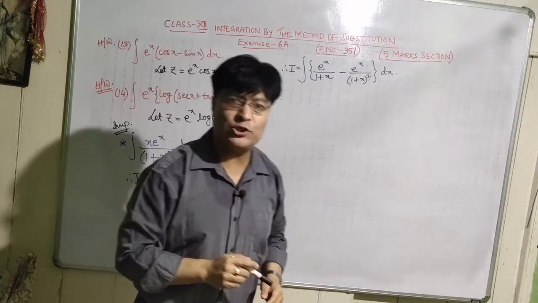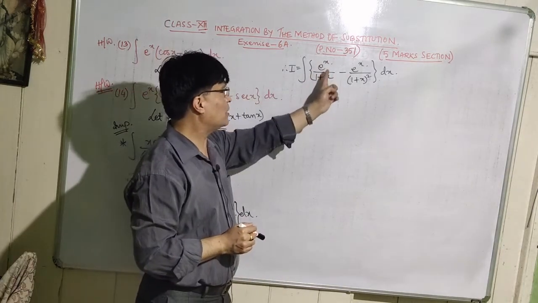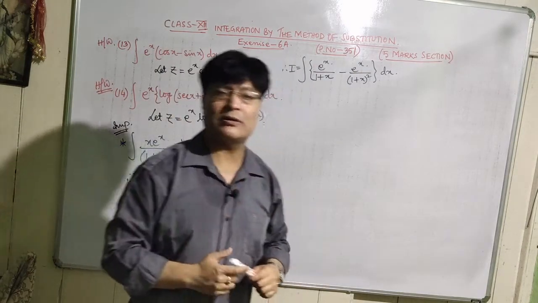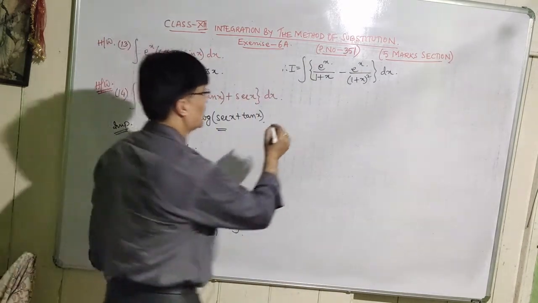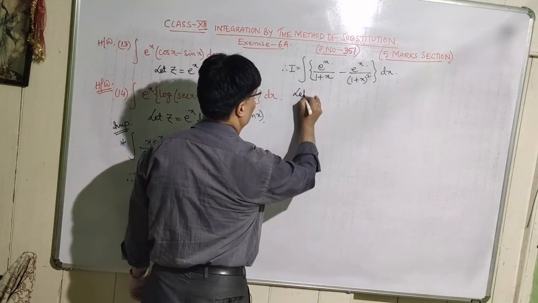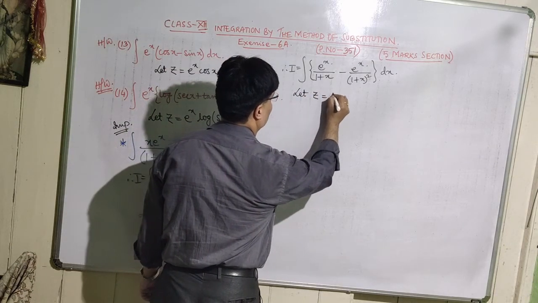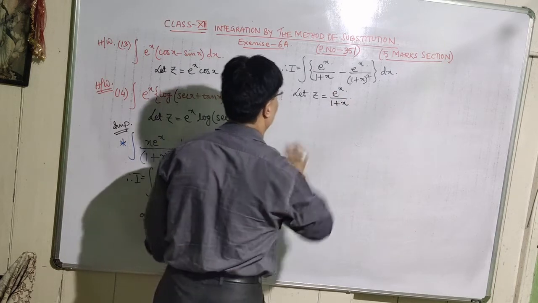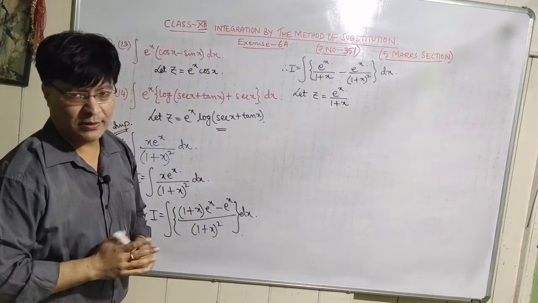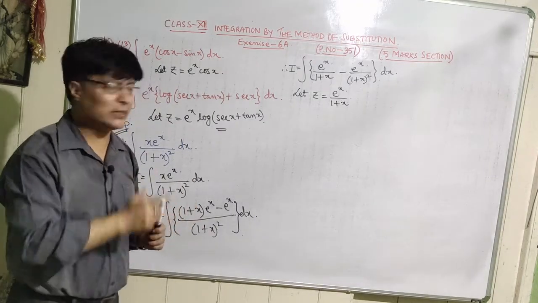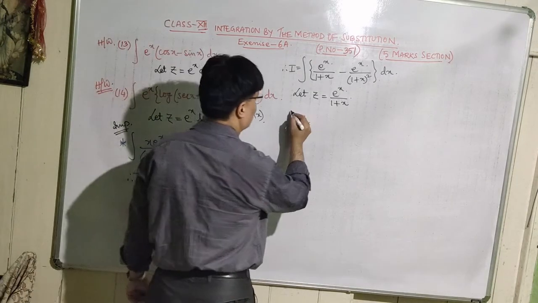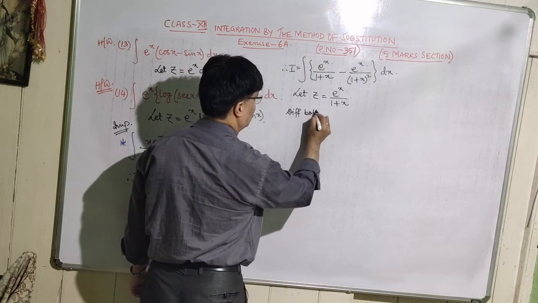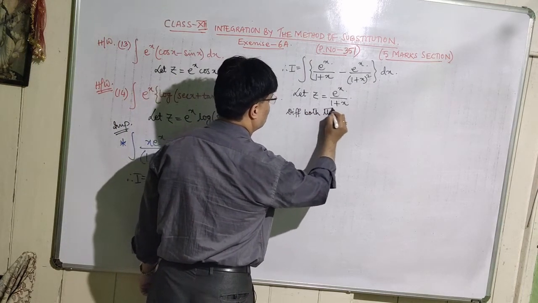So we can assume z is equal to e to the power x divided by 1 plus x, as we have done in the previous problem. So let us assume here, let z is equal to e to the power x divided by 1 plus x. So I think you have understood it. So let us differentiate both the sides with respect to x.